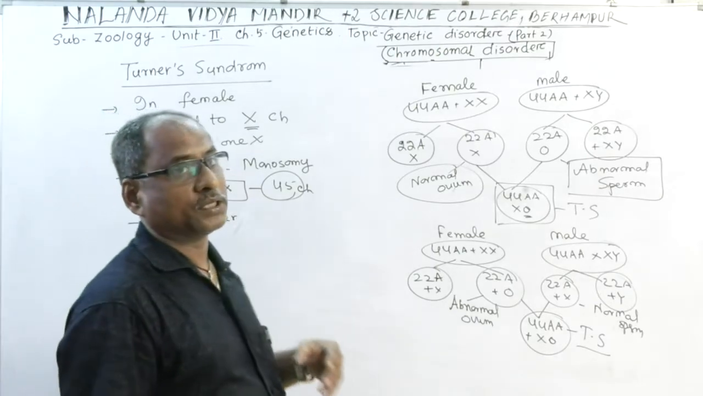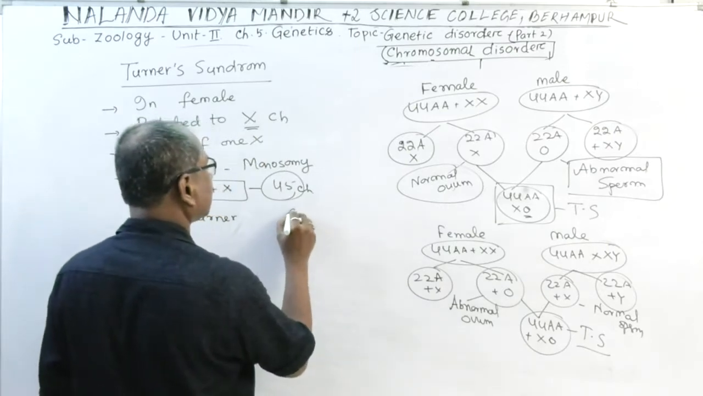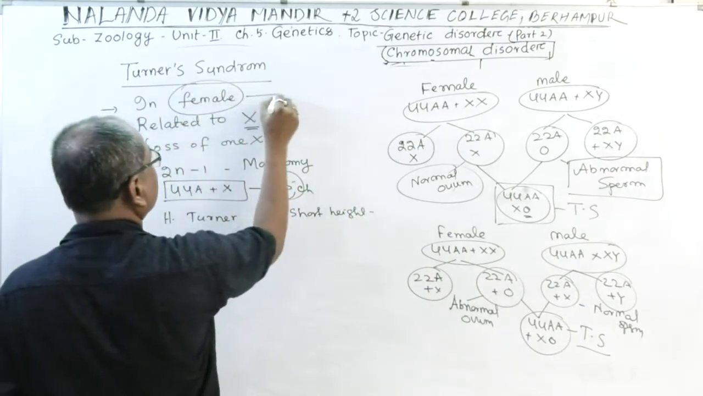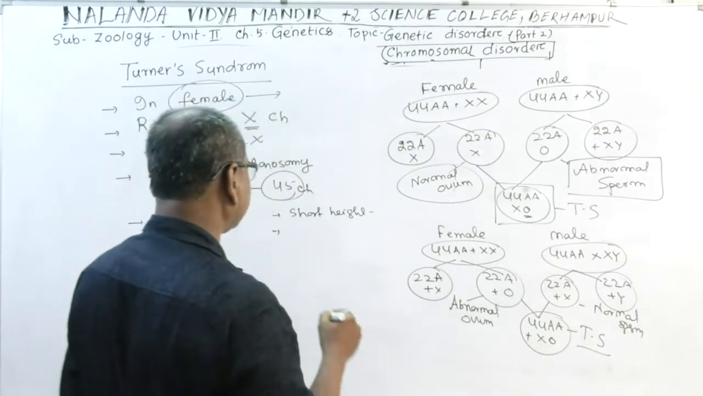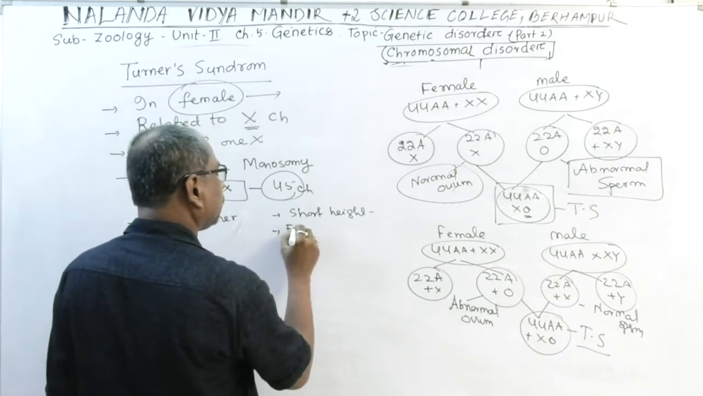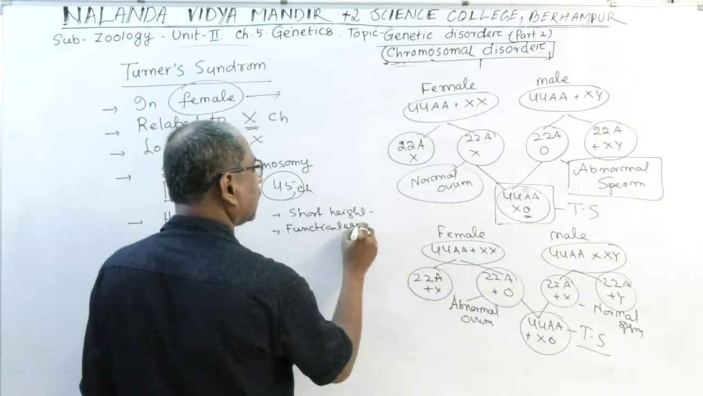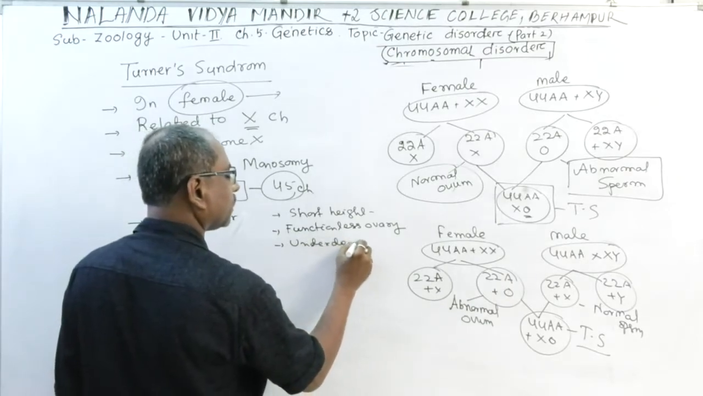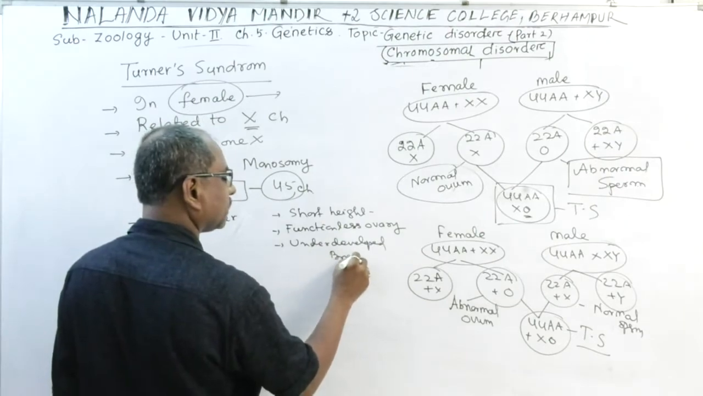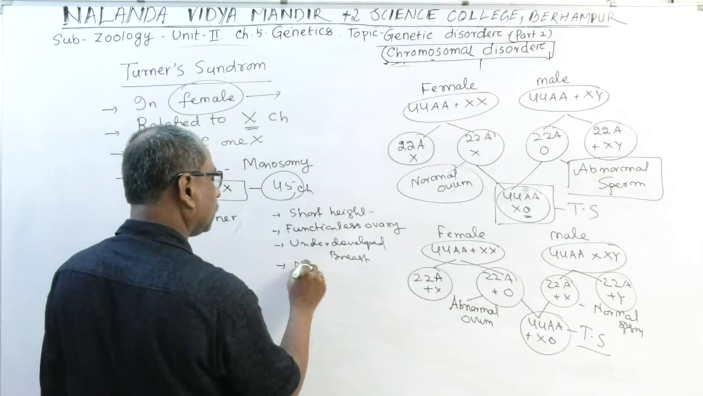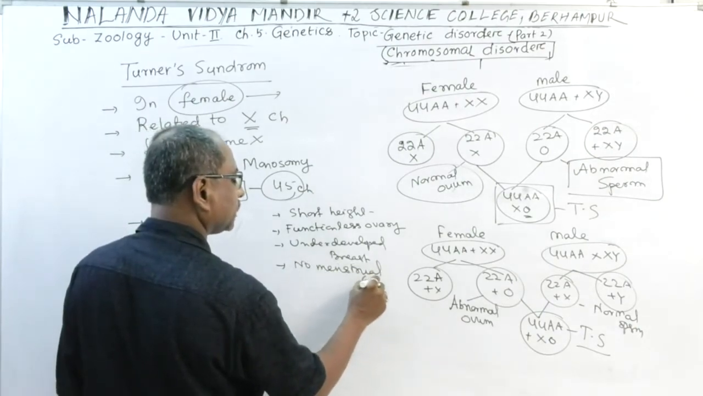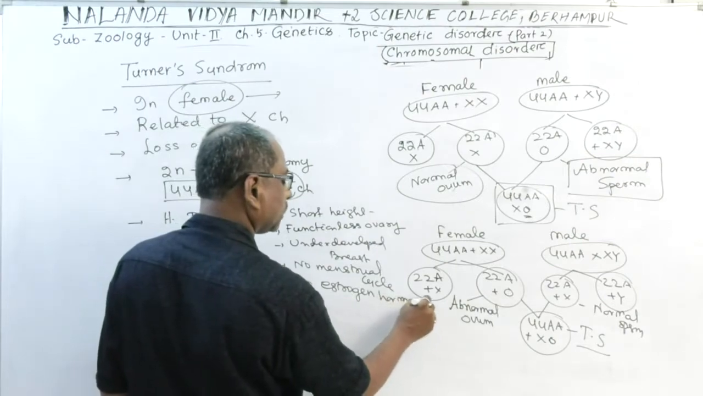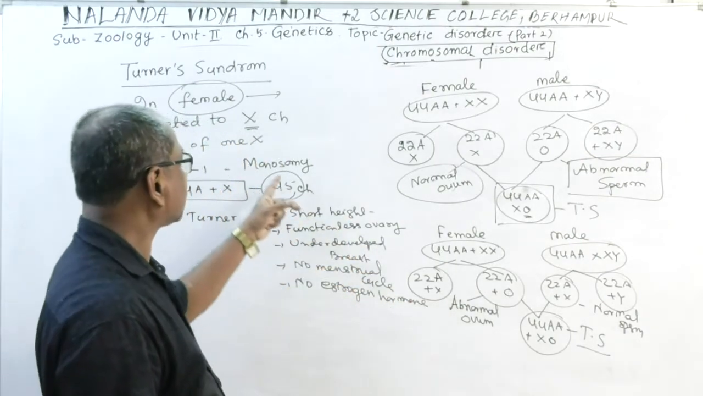Then what are the characters of Turner syndrome? They have short height. Here the female shows male character, that is functionless ovary, underdeveloped breast, no menstrual cycle, and no estrogen hormone secretion. These are the different characters of Turner syndrome.